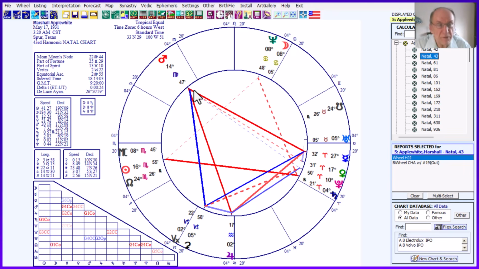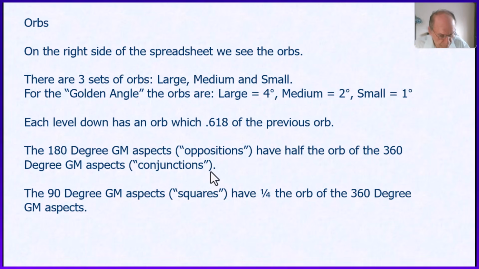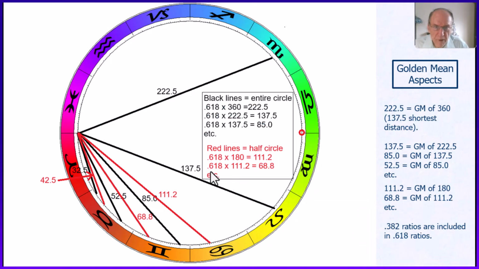So in the previous video, I went over that. Well, let me remind you right here. Let's go back to the PowerPoint. The conjunctions are the ones that start with 137. No, they start with 222.5, which we skip because it's bigger than 180. Then it goes to the 137.5. It's the 137.5, 85, 52, 32.5, and I go down 9 levels, even smaller.